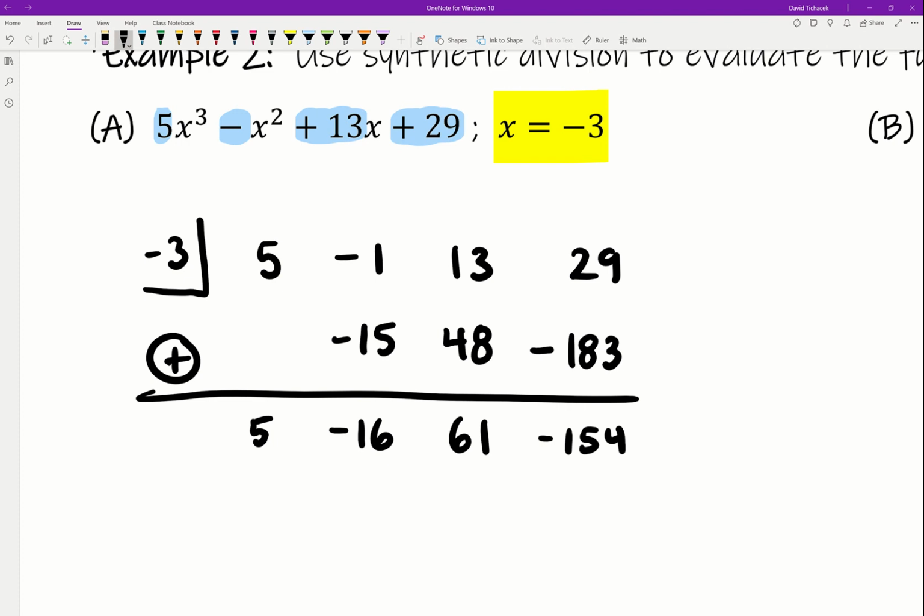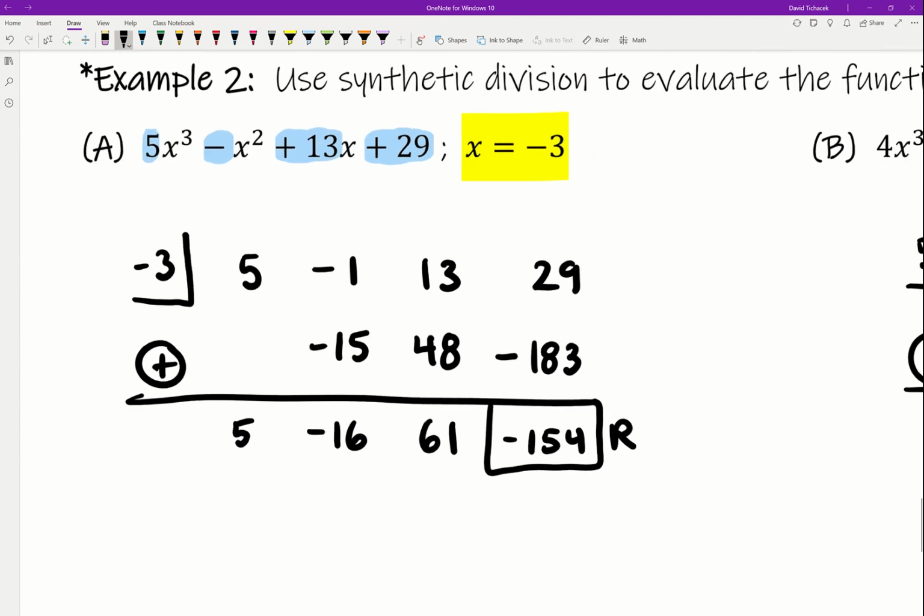So interpreting our answer here, we would say that this is our remainder, whereas the other numbers in this line are the quotient. But now, again, we're doing something different. We're supposed to be evaluating the function. And here we're saying that you have a quotient with a remainder of -154. There's actually something in mathematics called the remainder theorem. And basically what it says is that this remainder is actually going to be what you would get as the output if you were to plug in this number right here as the input.